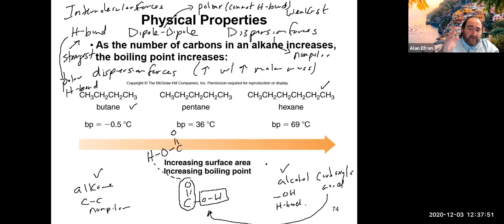As opposed to the other end of the extreme, we have things like alcohols, which can hydrogen bond. They typically have very high boiling points and melting points. We also have carboxylic acids, which have very high boiling points and melting points because they can definitely hydrogen bond.